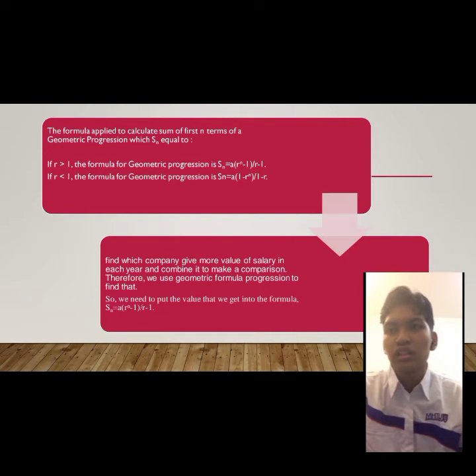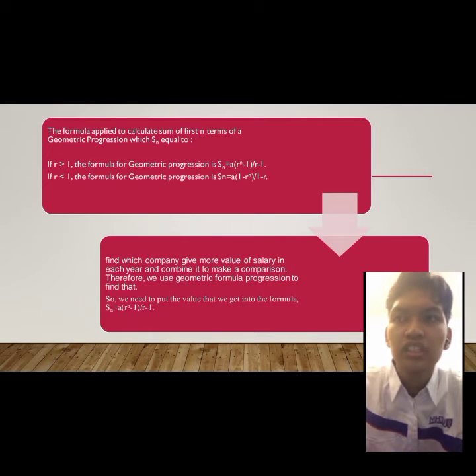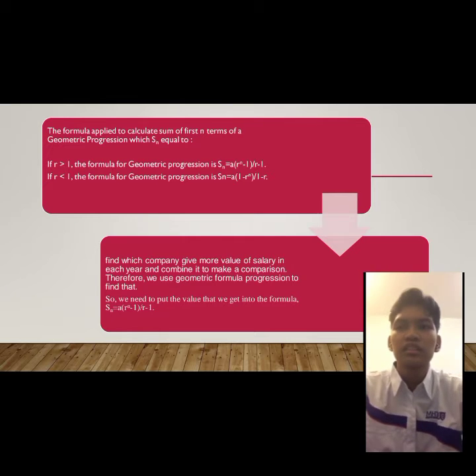So at last, we find which company gives more salary in each year and combine it to make a comparison. Therefore, we use the geometric progression formula to find that. So we need to put the values that we get into the formula Sn equals a (r to the power of n minus 1) divided by r minus 1. So that is the background problem.